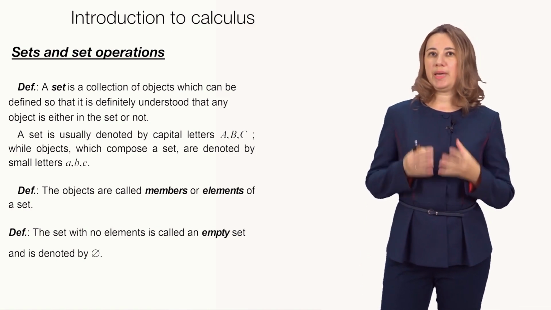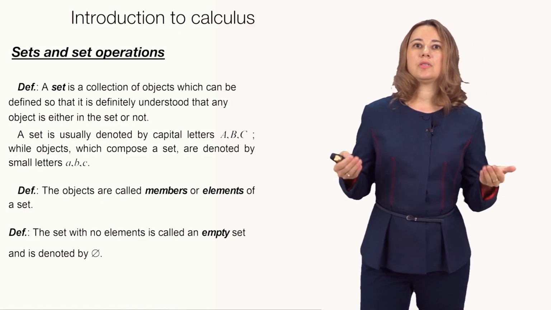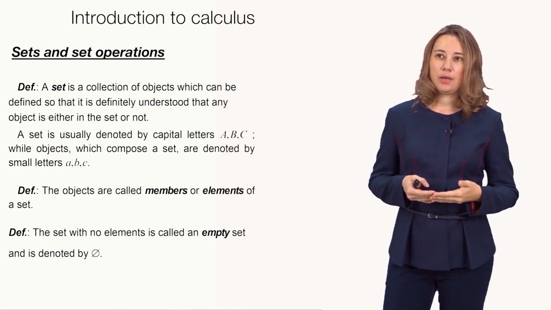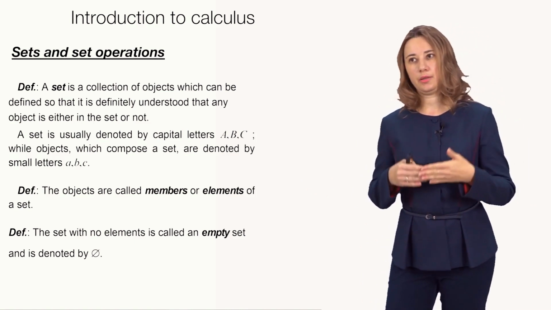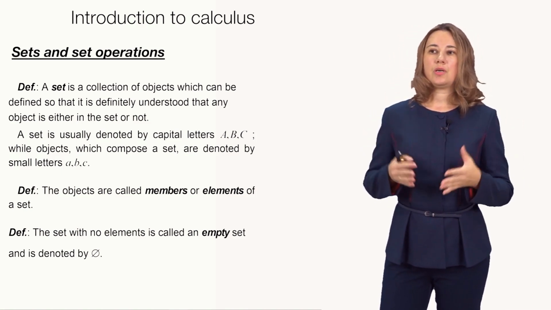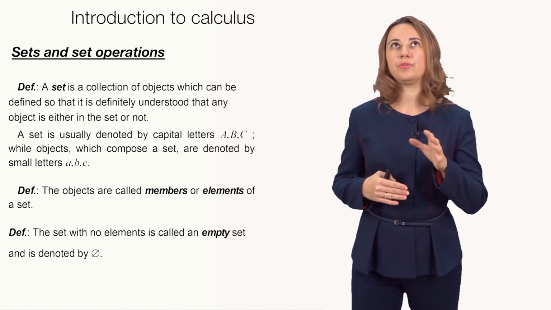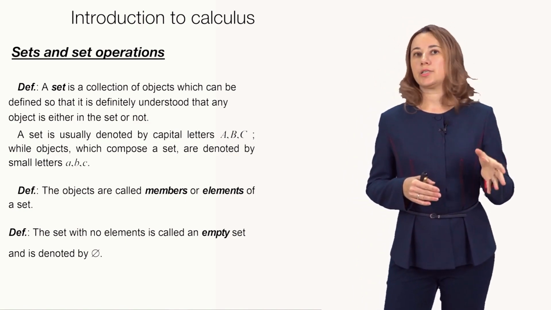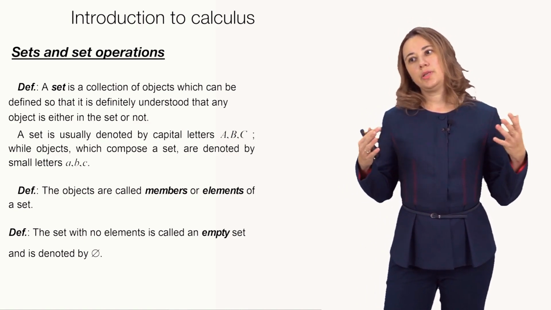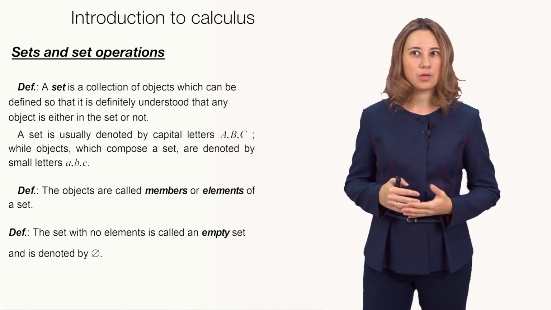Let's begin with some basic notions and notations. The most basic notion is the set. What is a set? It can be defined in such a way that any object is either in the set or not in the set. For example, a collection of stars in the sky, or the collection of solutions of the following quadratic equation x squared minus 5x plus 6 is equal to 0. Or, for example, all negative real numbers, or the set of natural numbers.